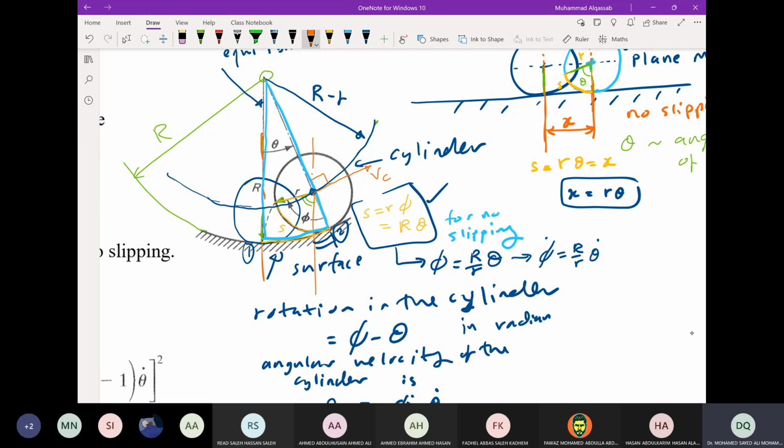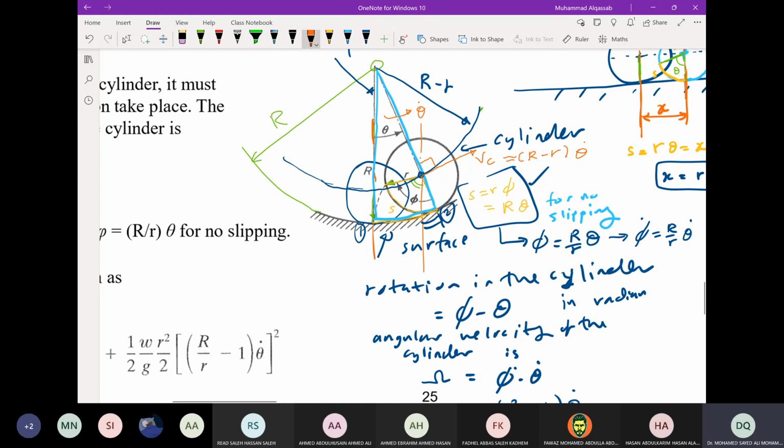Now the arm is the radius, R minus r. So this is the linear velocity. It is multiplied by the angular velocity of this line, of the arm, which we imagine is like a pendulum. So the angular velocity is theta dot of this line. Multiplied by the distance, it gives us the linear velocity. So VC is equal to (R minus r) times theta dot.